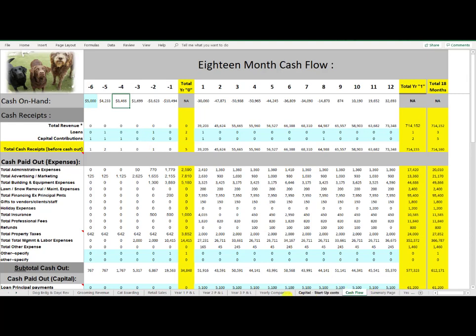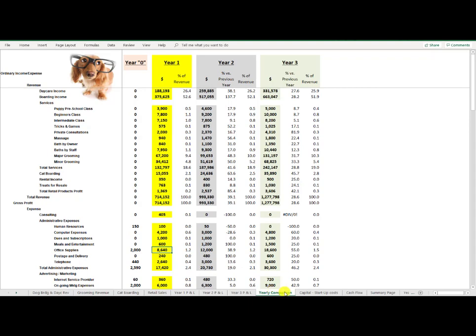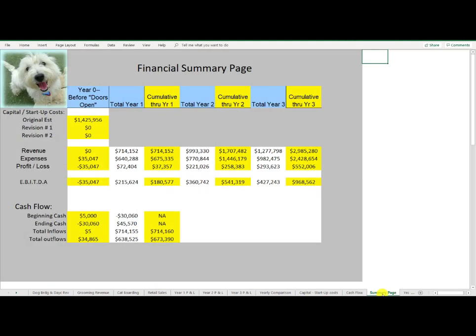And then we talked about your yearly comparison being the 1,000-foot view. Here then is kind of the 10,000-foot view that brings everything together automatically and shows your year 0, year 1, your cumulative amount, year 2, year 3, and it shows your capital costs, revenue, expenses, profit and loss, EBITDA or earnings before interest, taxes, depreciation, and amortization, and for your first 18 months cash flow.